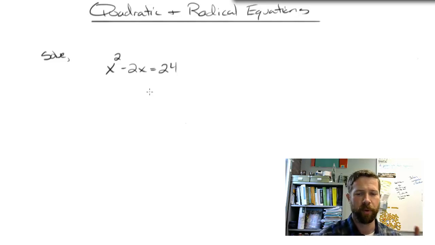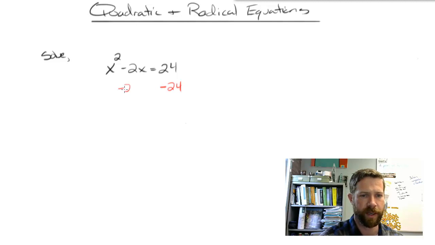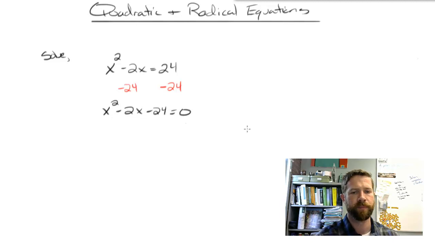The good news is they both have a similar feature: no matter what, you need to get one side of the equation set equal to 0. So what I'm going to do is subtract 24 from both sides of this equation right now. The result of that will be x squared minus 2x minus 24 equals 0.